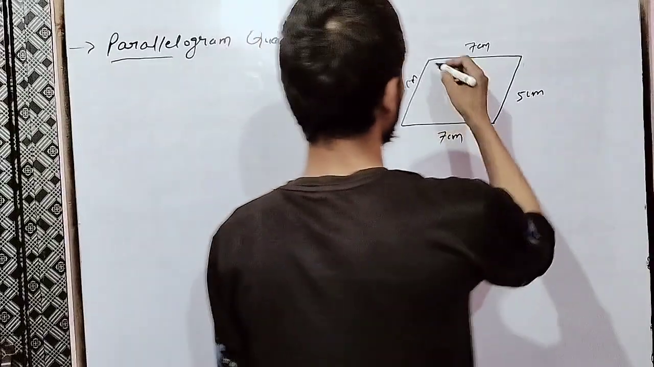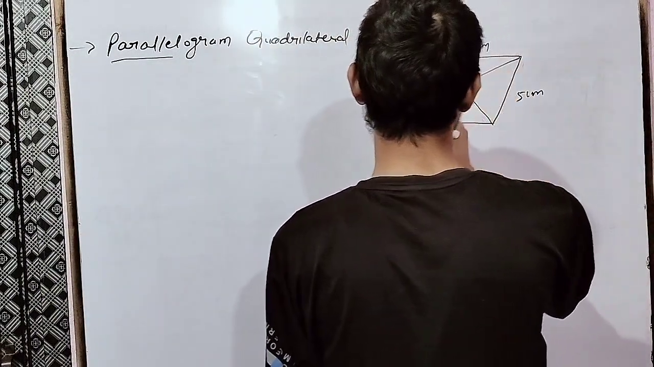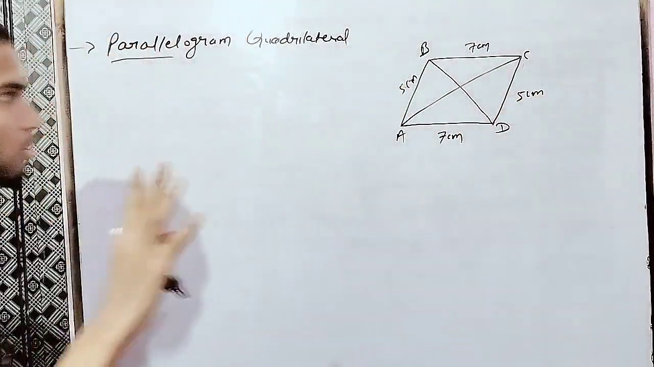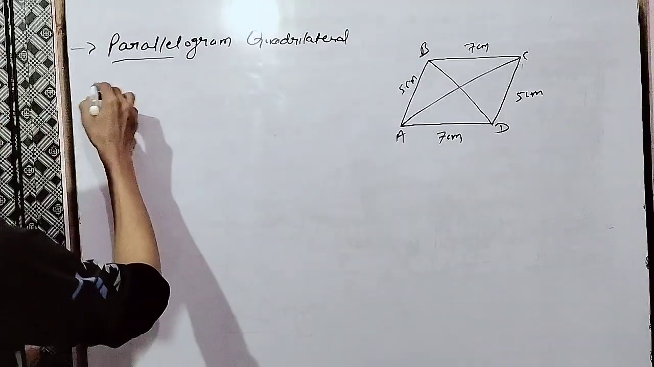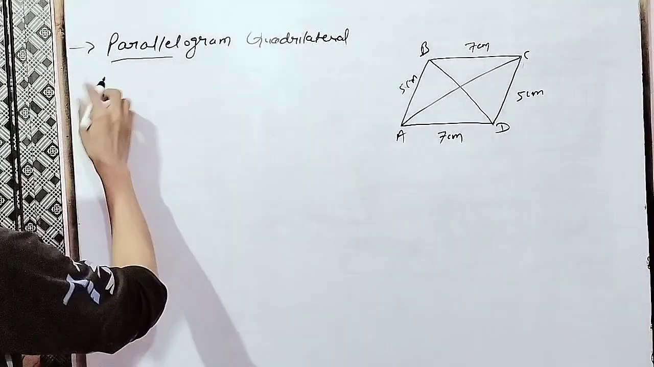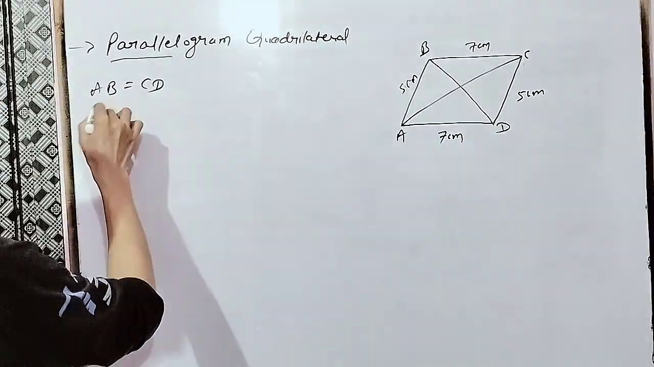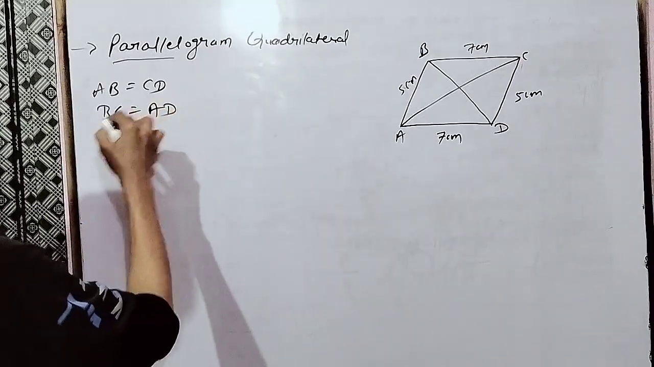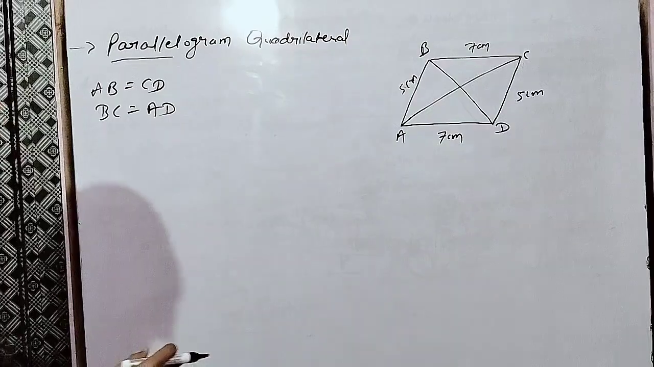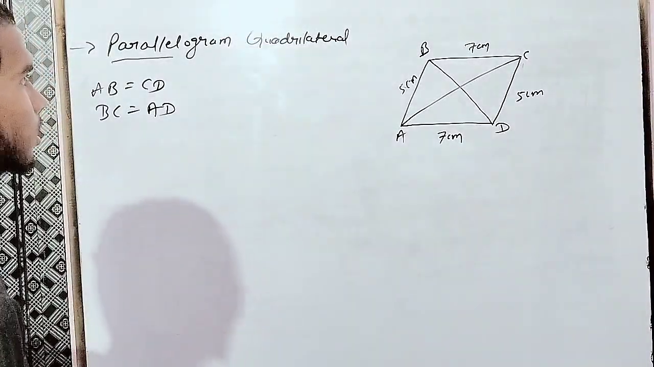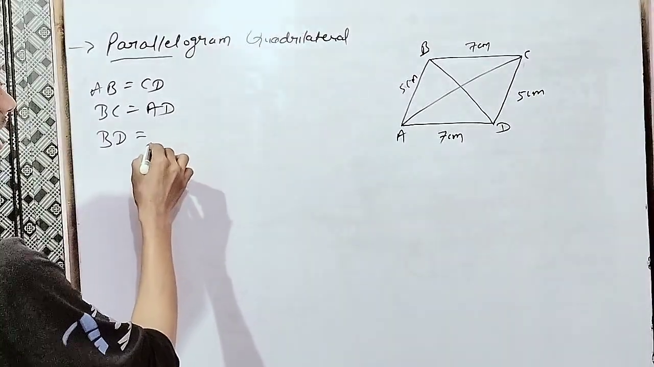Next. Let's break it down. We have four sides. Here, AB would be equal to CD, and BC would be equal to AD. We are breaking it down. Next, we have two diagonals, AC and BD.